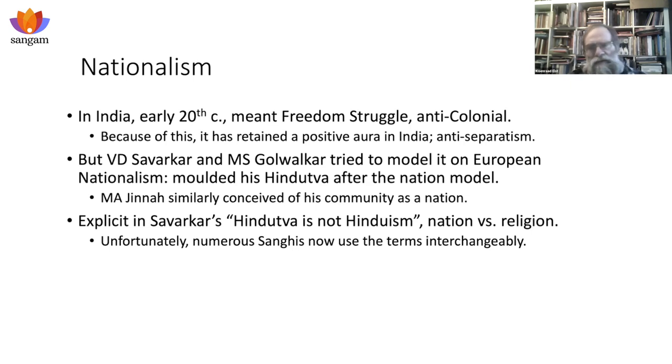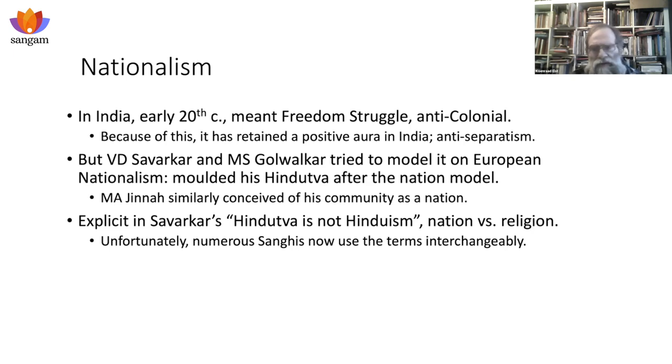Incidentally, nationalism then was so popular that Jinnah, when he tried to justify the separation of the Indian Muslims, also cast that into nationalist terminology. He said, well, you see the Muslim community, they have their own cuisine, their own dress and so on. They have all the attributes of a separate nation.